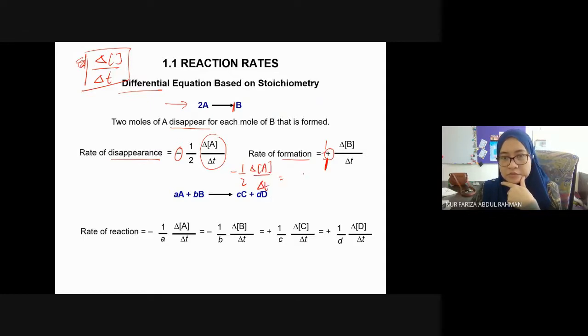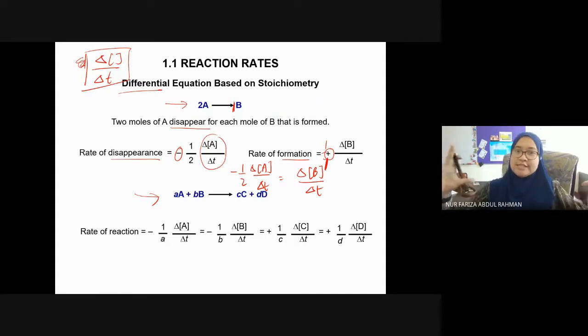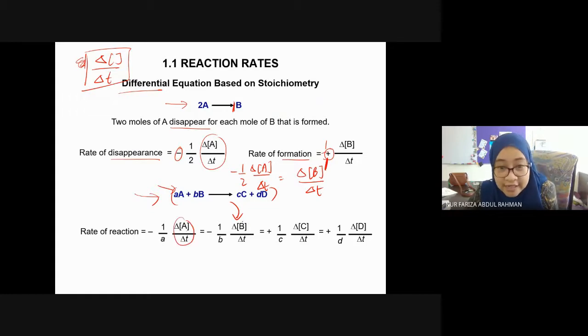It's equal to delta B over positive delta T. Okay, alright. Let's have another equation here. How can we relate all of this in one equation? Okay, so since there is this chemical equation, we can transform it into this differential equation. This is the rate for A, this is the rate for B, this is the rate for C, this is the rate for D.